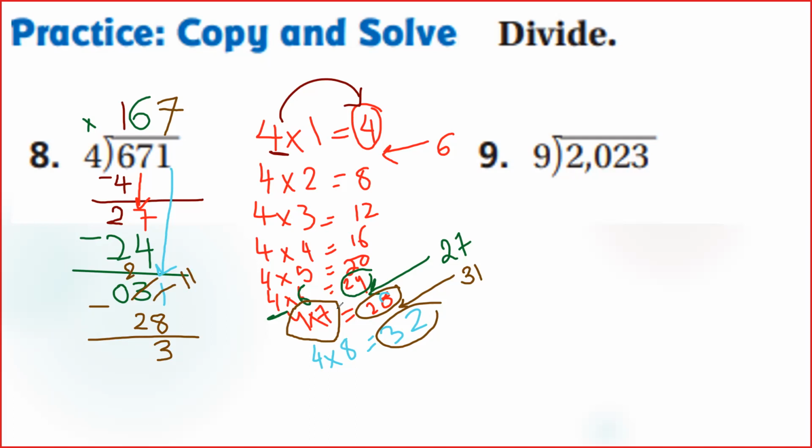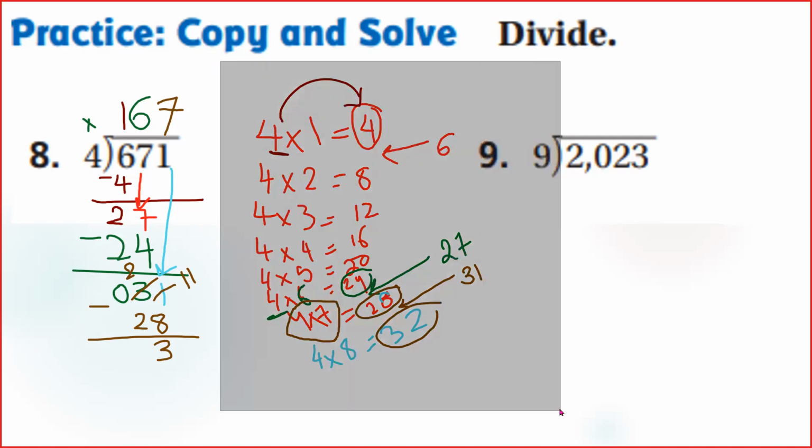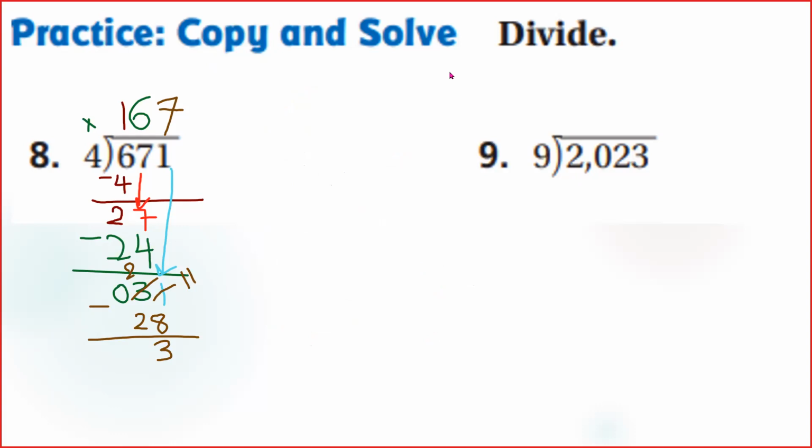So, how will I write the answer now? I will say 167 with a remainder of 3.